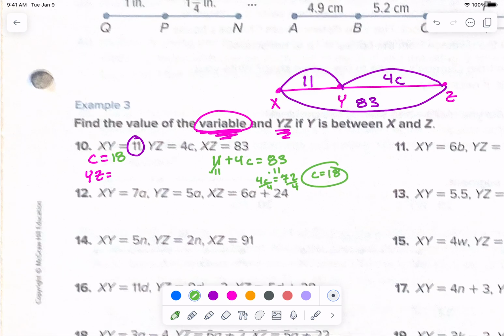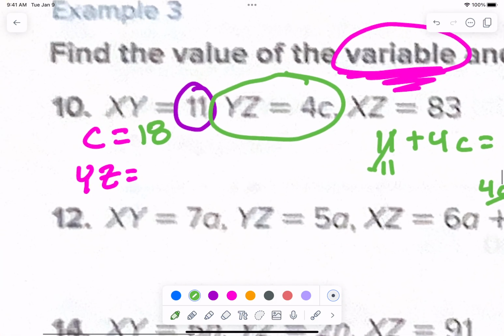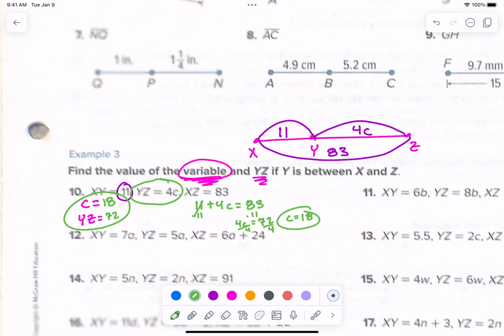Now, we're not done yet. C is 18. We need to know what YZ is. YZ right here is 4 times C. And 4 times 18 was 72. Right? There we go. All done. Okay, so that's what your diagram is going to look like. I would draw it out.